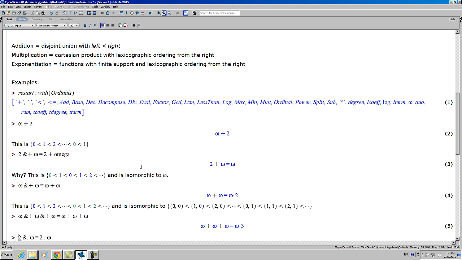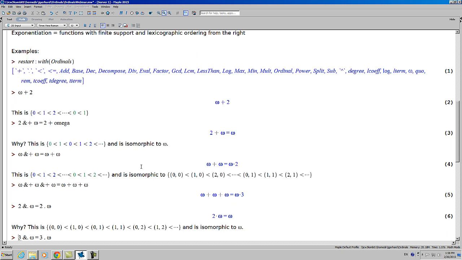We've already seen what would happen if we multiply omega times 2 from the right. We just would get omega times 2 back. But what happens if we multiply 2 from the left? So again, we use the inert multiplication operator ampersand dot. And on the right-hand side of the equation, we use the non-commutative ordinal multiplication operator dot, which performs the actual multiplication. And the result is maybe somewhat surprising. 2 times omega is omega.